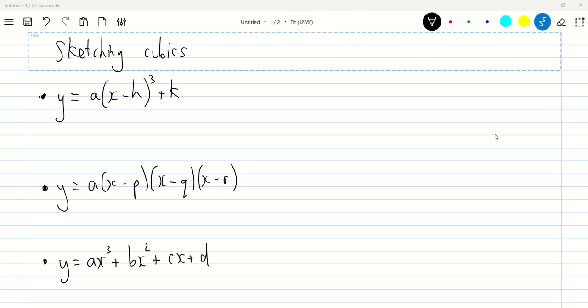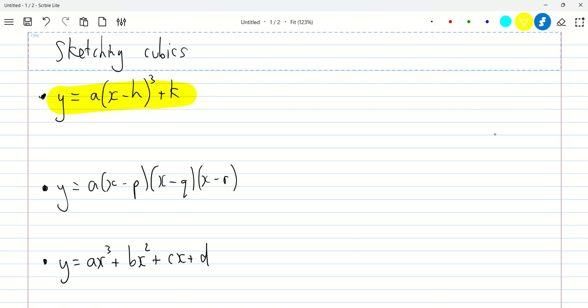Hey everyone. In this video today, we're going to have a look at how to sketch cubic functions. And just like quadratics, there's a couple of different possible options that you might be presented with. You might be given something in turning point form, probably not, but you might be lucky, which looks like that, similar to the turning point form of quadratics.